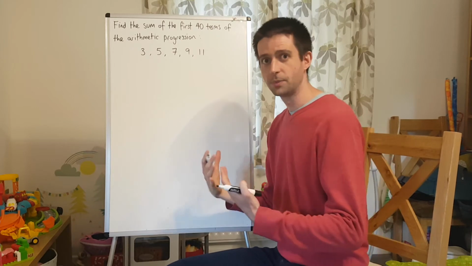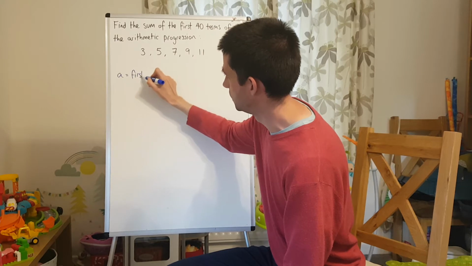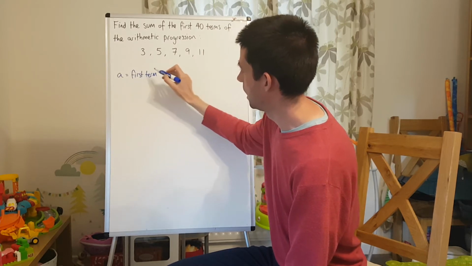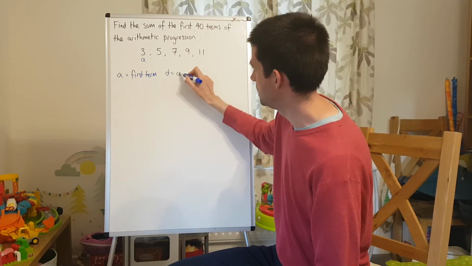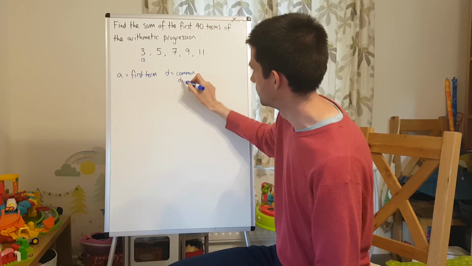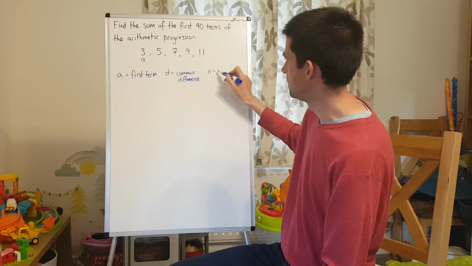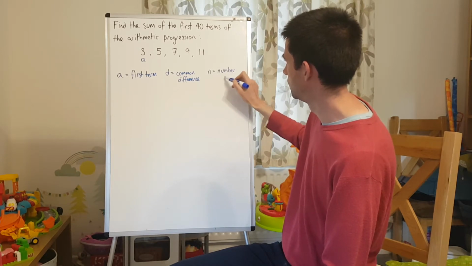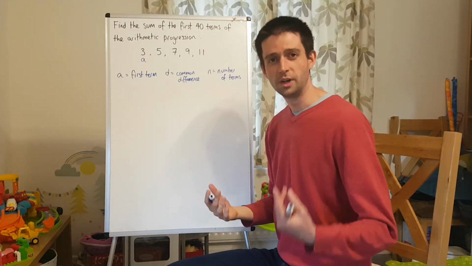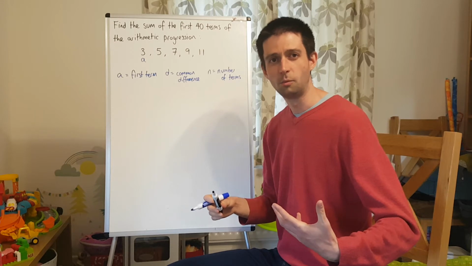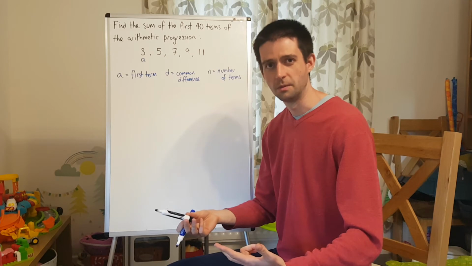And there's a few letters that we need to be familiar with. The first one is that we call the first term of the sequence A. So in this case, A would be 3. We then say that D is the common difference, and that N is the number of terms. So those are the three important numbers that we need to define, and we're going to put them into formulae. A is the first term, D is the common difference, and N is the number of terms.